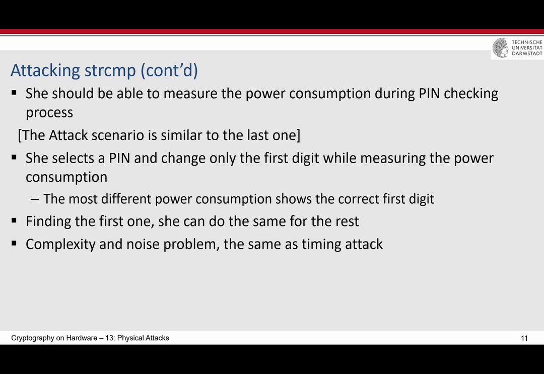And then again the same process: the first digit of the pin is different, and you measure 10 power traces. Or if it's noisy, you measure more and take an average. One of these power consumption traces should be different from the other ones, and then you identify which digit is correct for the first position, and you continue this process. Of course, this is complex. It's not as easy as measuring the time.